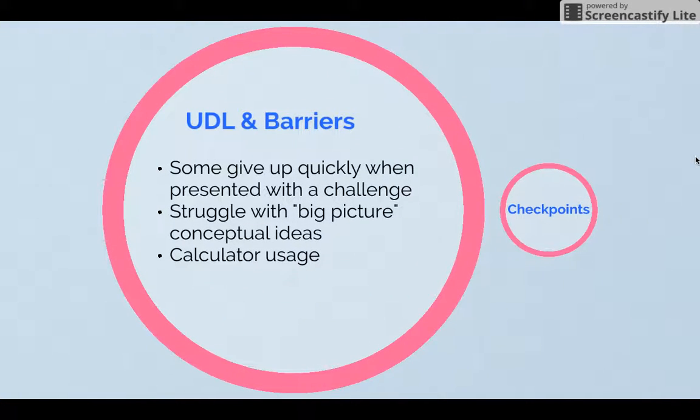In terms of barriers or student weaknesses, some students definitely tend to give up quickly, especially in a group setting. They know someone else will take the lead and they can kind of hang back. Some of my students struggle with the big picture conceptual ideas, and calculator usage tends to be an issue once we get to the volume unit. Students want to use the pi button when 3.14 is more appropriate. They want to do all the work out on a calculator without doing anything on paper, and they get a little bit lost. So there's lots of things I wanted to try and address with this lesson.